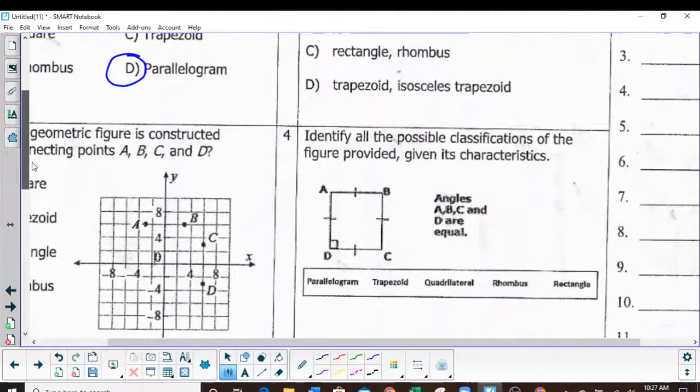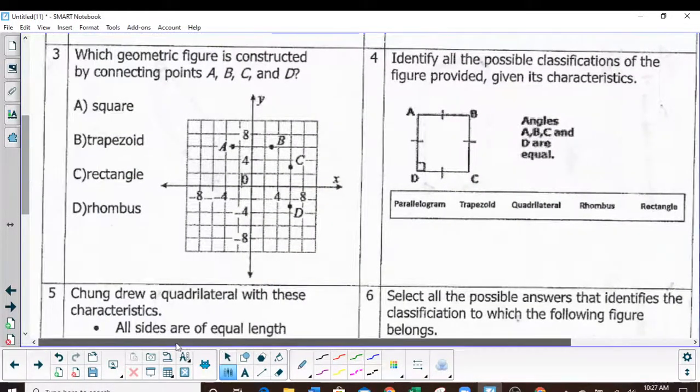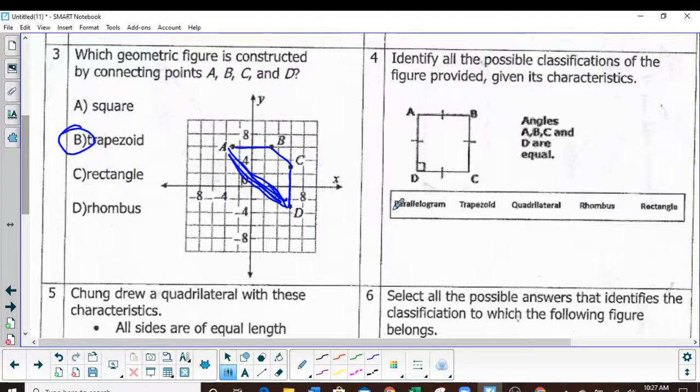Okay, let's go to number 3. It says, which geometric figure is constructed by connecting points A, B, C, and D? Well, if we were to connect these, and I can't draw worth a hoot, I'll try to connect these points, and then coming across, whoops, got a little squirrely there. It's all right there. If you see it, you should recognize that sucker. It's a trapezoid.